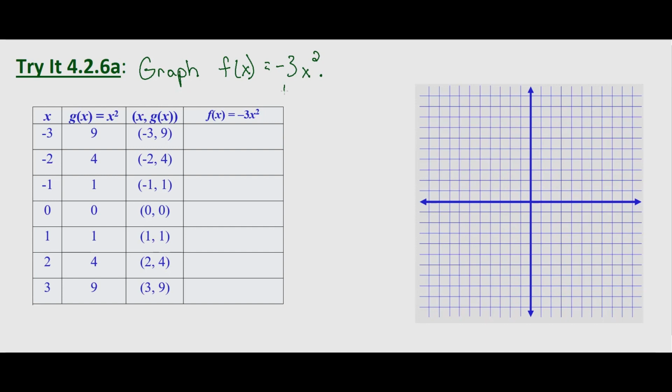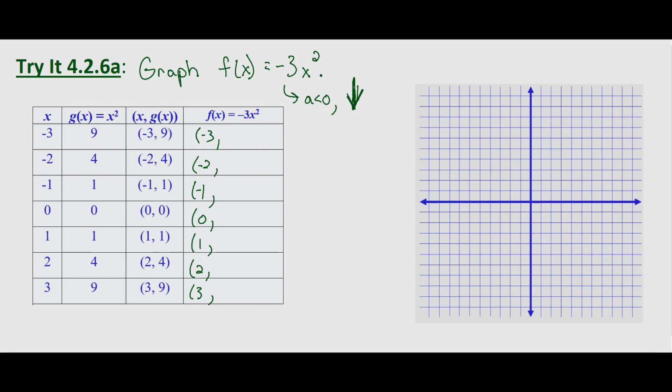So first off, remember that since a is less than 0, we know that the parabola opens down. Now our inputs are the same. We're not changing our inputs. There's no horizontal shift. So we're just going to have negative 3, negative 2, negative 1, 0, 1, 2, and 3 as our inputs. So what happens? Well, our outputs are multiplied by negative 3.